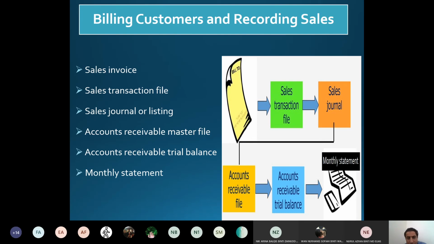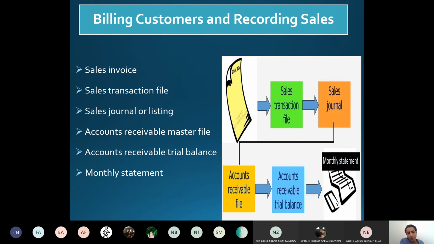Let's move to billing customers and recording sales. Here we have the sales invoice. We need to prepare the sales invoice or billing, and update the sales transaction file with this invoice. We need to record it in the sales journal or listing. Sometimes we have a listing first, where we list down small invoice transactions and then record them in one shot. Then we update the account receivable master file if it is a credit transaction.